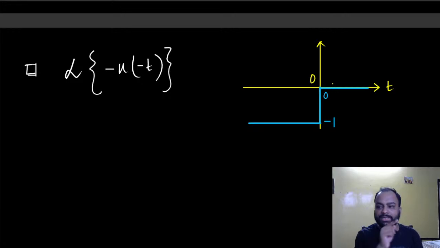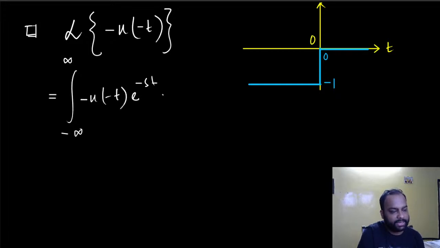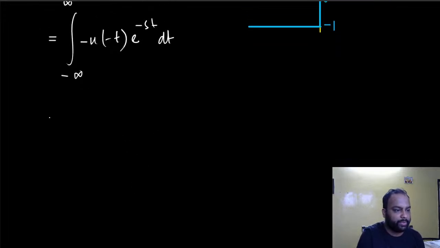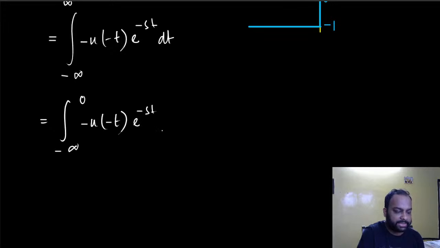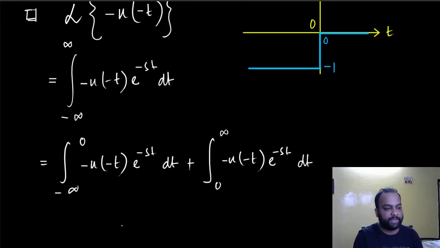So let's calculate the Laplace transform of this one. We can, right? Let's use the definition again. So we have minus u of minus t multiplied by e to the power minus st dt, right? And with that said, I can now split the limit: from minus infinity to 0 of minus u of minus t e to the power minus st dt, plus 0 to infinity of minus u of minus t e to the power minus st dt. We just split the limit into the negative values of t and the positive values of t.